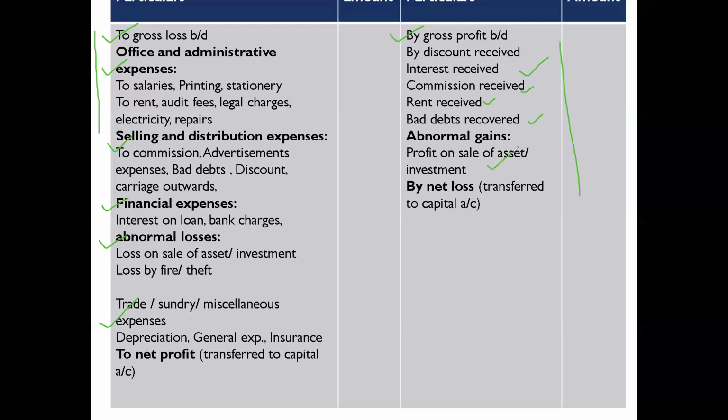So after recording all the expenses and income in the P&L account, again the company has to find out whether the net profit is being earned or net loss is being incurred. So if the incomes are more than expenses, then the company will get net profit, and if the expenses are more than income, then the company incurs net loss. So whether there is net profit or net loss, that is to be transferred to the balance sheet.